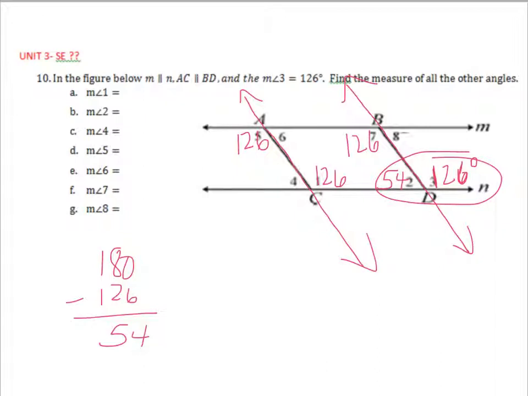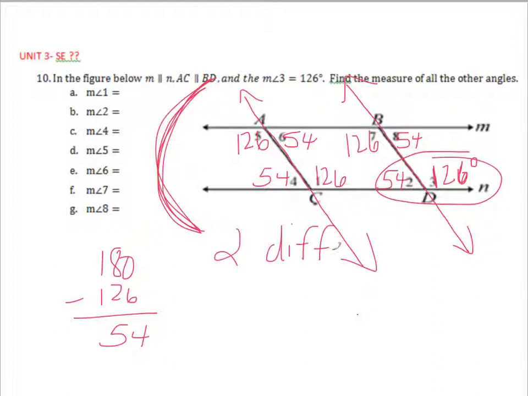2 and 8 are alternate interior, so it's also 54. 8 and 6 are corresponding, so it's also 54. And 6 and 4 are alternate interior, so it's also 54. So remember, when you work these problems with our parallel lines and transversals, you're only going to end up with two different answers for each problem, because they're either congruent or they're supplementary.